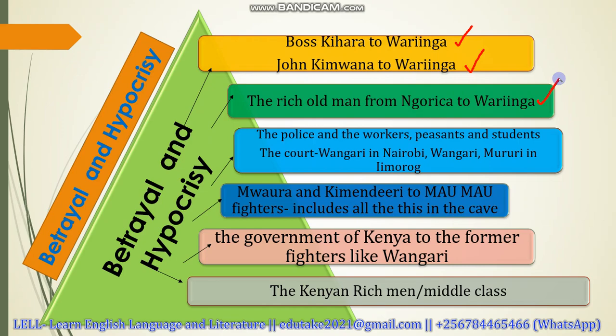And then the police and the workers, the peasants and the students. Now, these people, the police actually has a very good aspect to talk about betrayal, because we expect the police to be moving together with these peasants and the students to the cave and find out what's going on and deliver justice. But the fact that the ringleaders of this demonstration are the ones who are arrested is enough to explain the betrayal of the police on the workers, the peasants and the students, people who are really fighting for the good of the community in Kenya. That is betrayal on the side of the police.